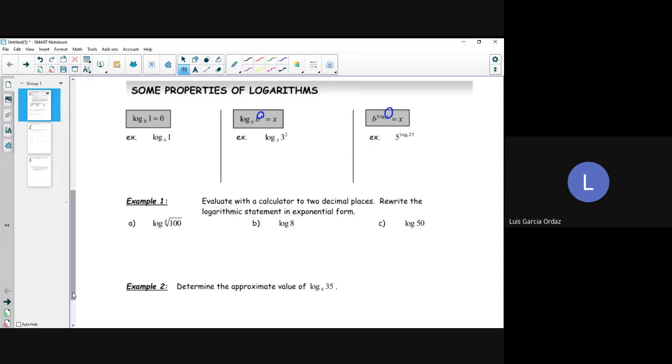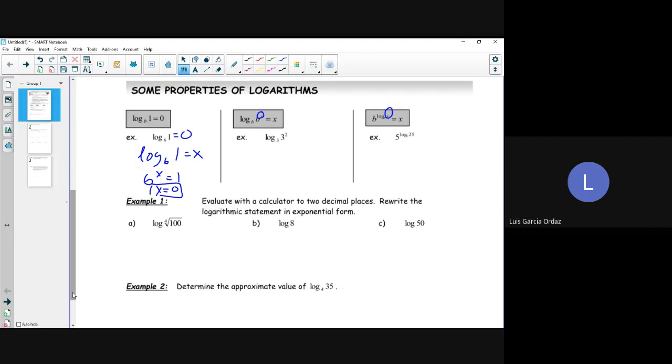So example 1, we have log base 6 of 1 is equal to x. Okay, so we need to solve what that value is going to give us. So 6 to the x is equal to 1. What exponent always gives us a return value of 1? Zero. So we get x is equal to 0, which means log base 6 of 1 is equal to 0.